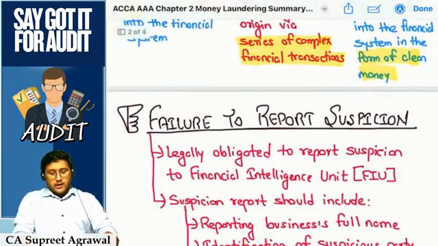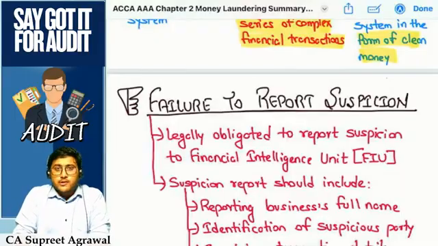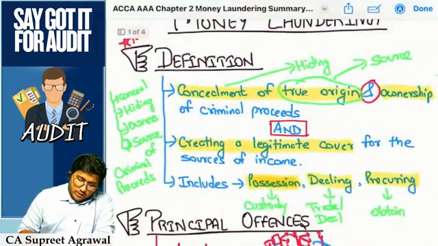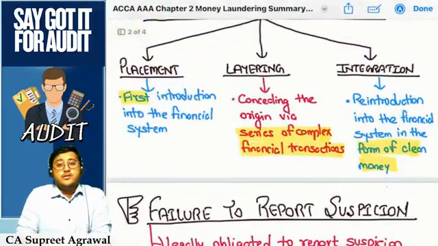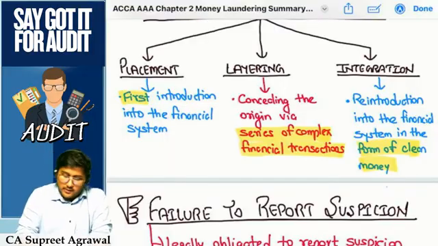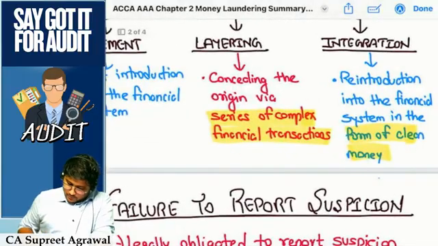Okay, now let's talk about the next part, which is failure to report suspicion. What happens when you fail to report suspicion? Now what is this point? This is the second principal offense. Failure to report suspicion. We have just discussed what this suspicion means. Okay, let us write it also.